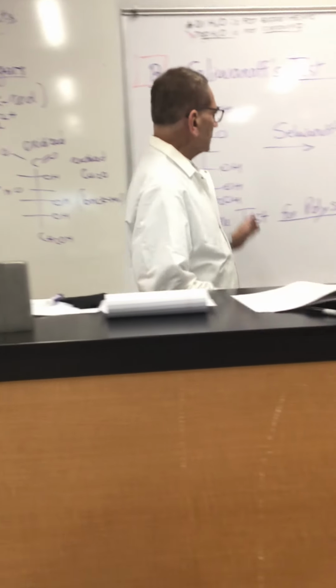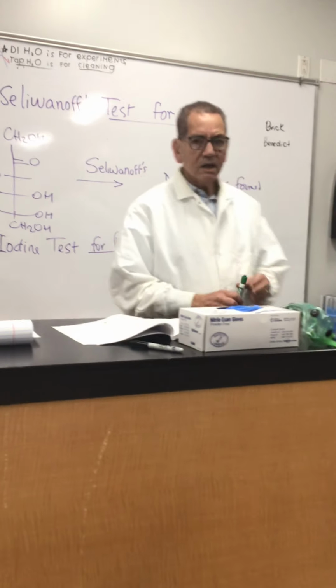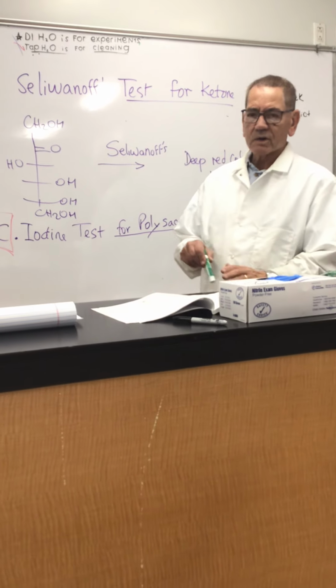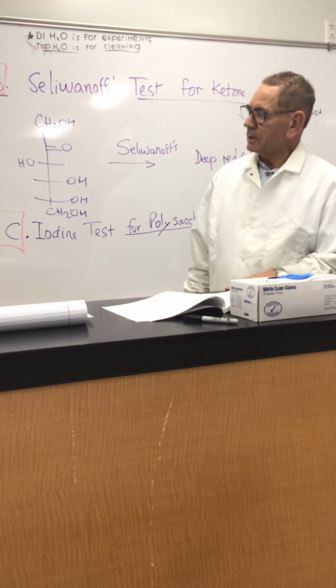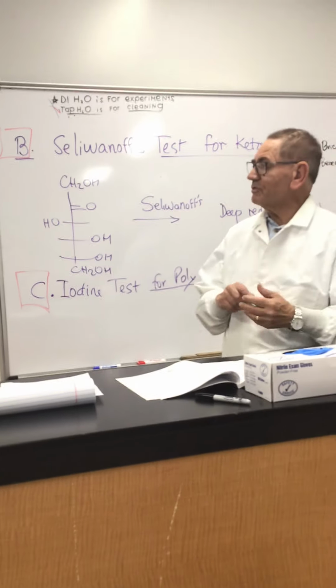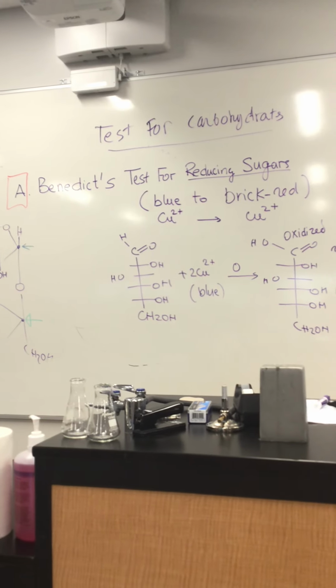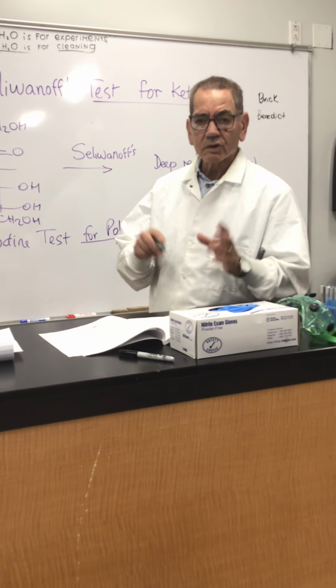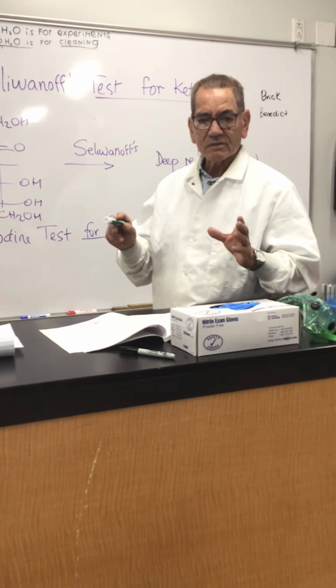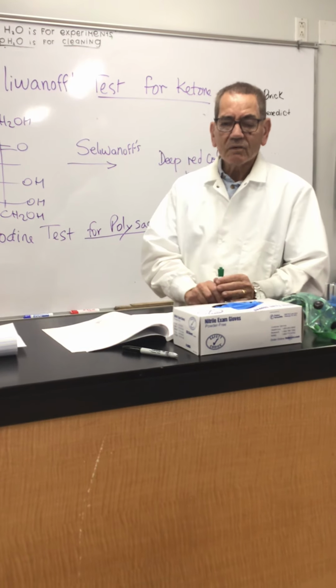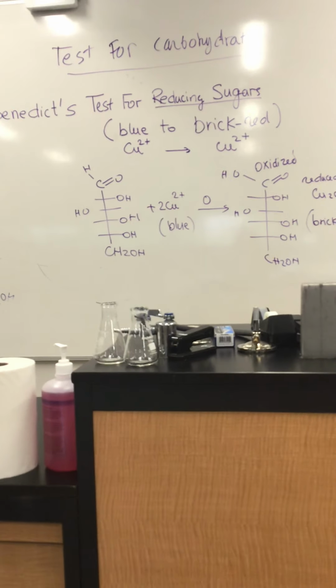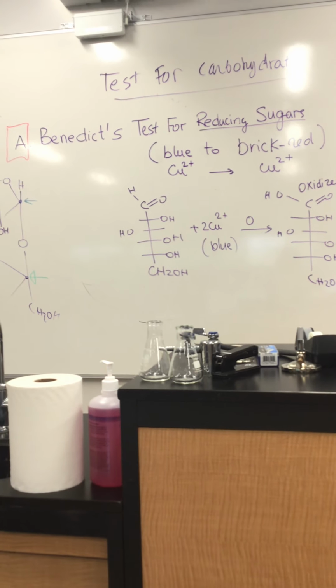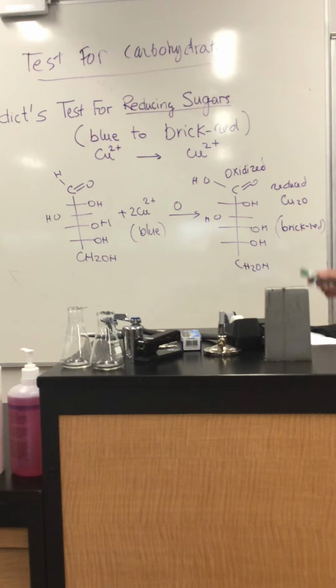So class, those are the experiments that are done on carbohydrates. I'm going to repeat. What is the Benedict test? It's used to differentiate between non-reducing and reducing sugars. The reducing sugar always gives you a positive test. What's the positive test? The color of the Benedict, which is copper 2 plus blue, will change to brick red after the oxidation of the aldehyde.